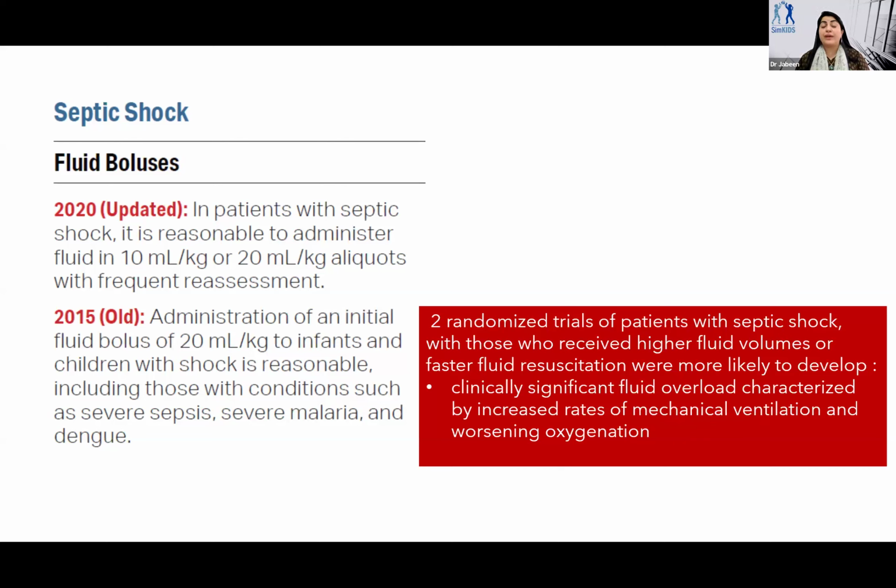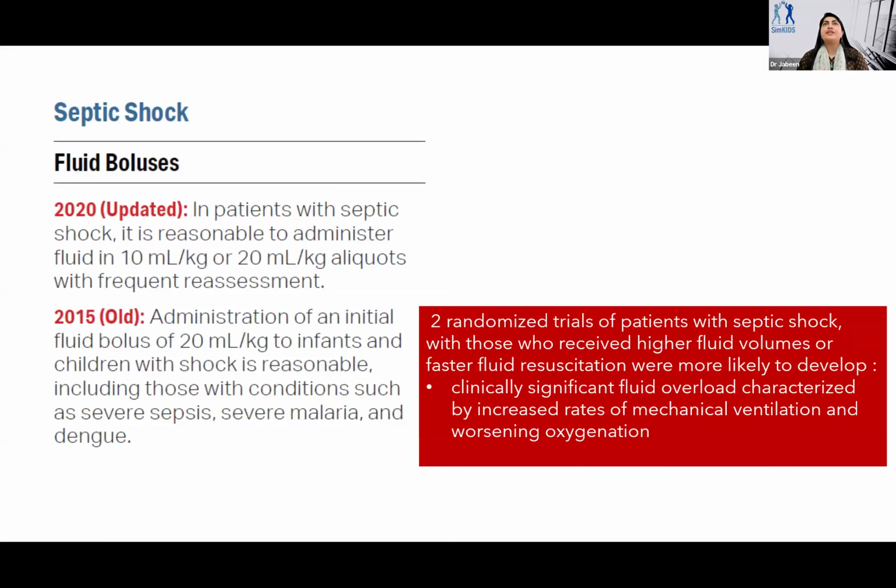And what you should be looking for in reassessment, I would say three things. One, improvement in heart rate. Second, basal crepitation. And third is your liver. And if you are using point of care ultrasound, then you can use it to look at the IVC as well. So the emphasis is you will give 10 to 20 ml per kg of fluid in smaller aliquots, but you have to do frequent reassessment.